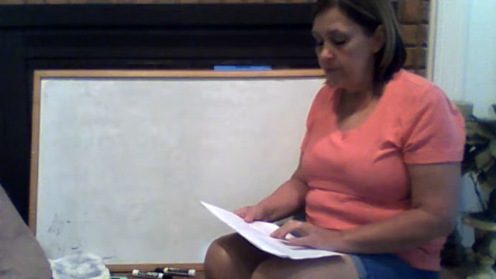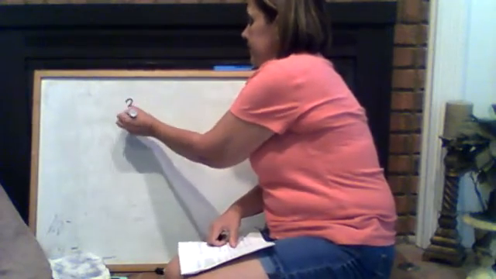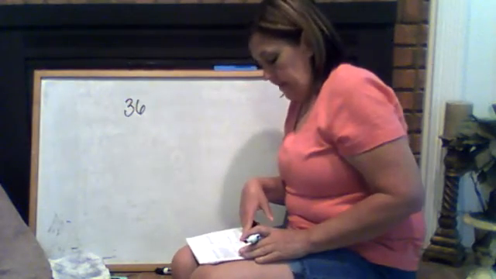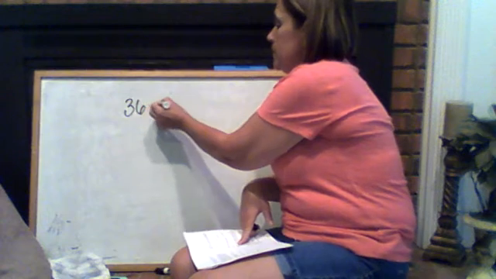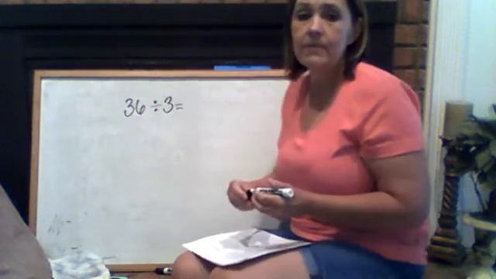36 families have brought their tents to the camp this weekend. There are 3 campgrounds to camp this weekend. We need to divide this group of tents into thirds. Remember, when we divide a group of objects into thirds, we are really dividing by 3s. So we have 36 families that are going to be divided into 3 campgrounds.